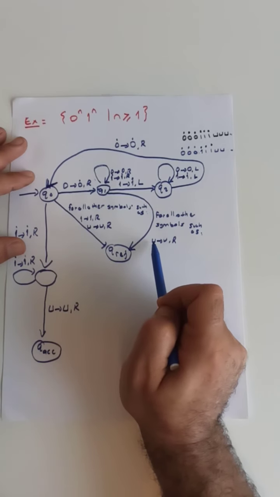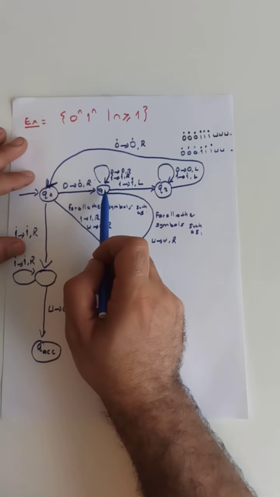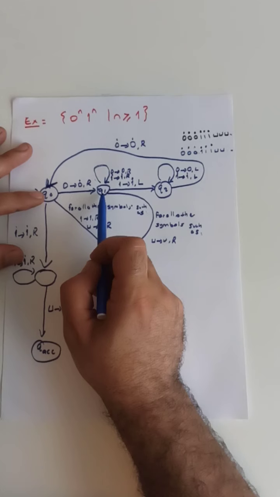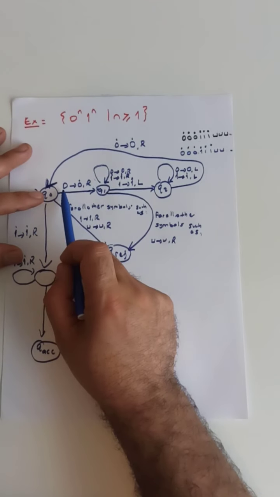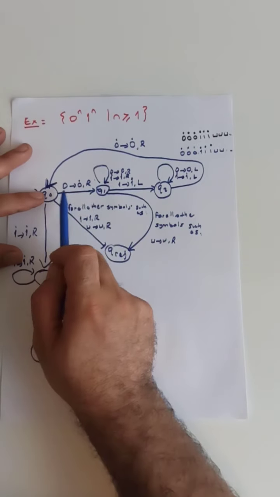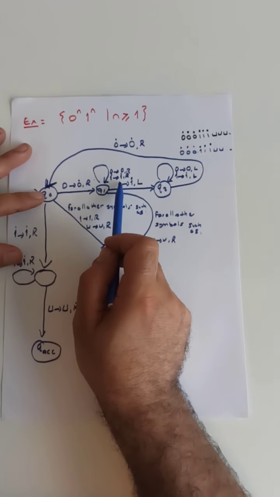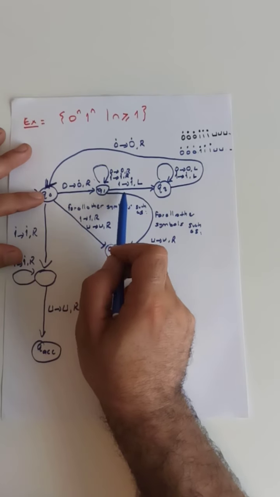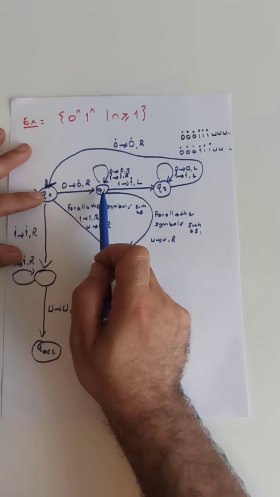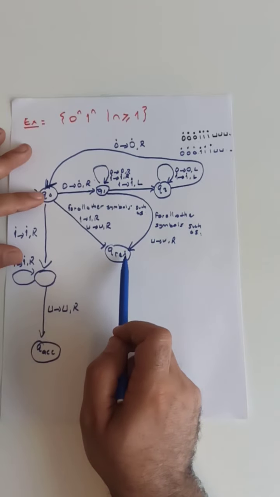How can we encounter a blank symbol when we are at Q1? Let's say we have a single 0 and nothing else, 0 followed by all blanks. Then we will mark our first symbol 0, but we won't be able to encounter a 1 corresponding to that 0. We will simply encounter a blank symbol, which means that we need to reject.